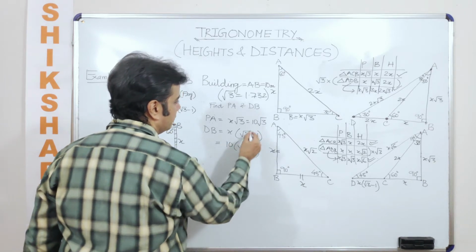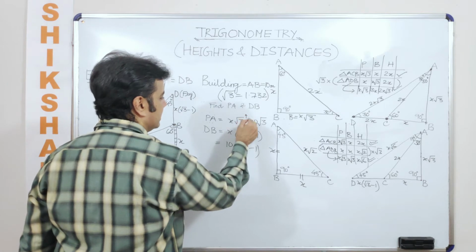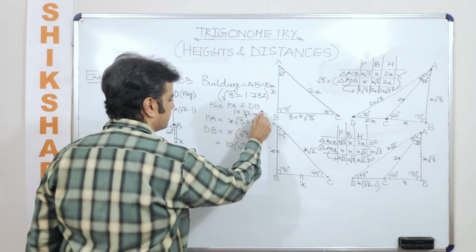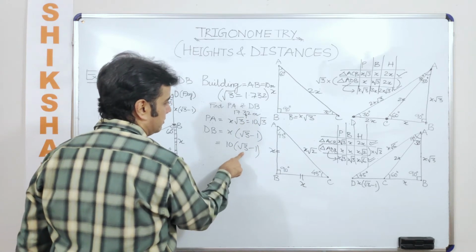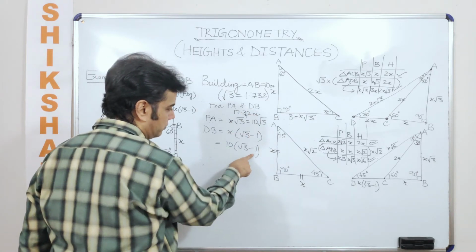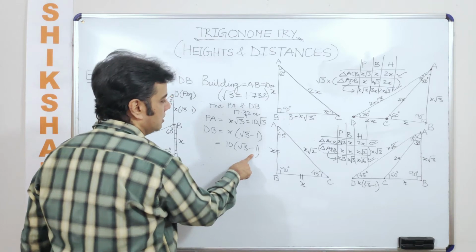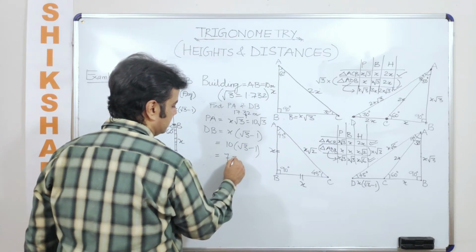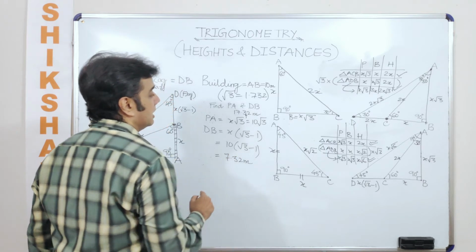So if I have to get the exact value from here, maybe this value I can say is 17.32 meters. And this value is, from 1.732, if I subtract 1, I get how much? 0.732, into 10 makes it 7.32 meters.